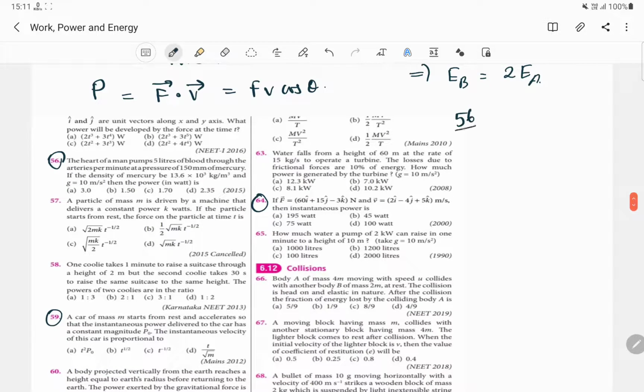Question number 56. The heart of a man pumps 5 liters of blood through the arteries per minute at a pressure of 150 mm of mercury. If the density of the mercury is given as 13.6 into 10 to the power 3 kg per meter cube, and acceleration due to gravity is given as 10 meter per second square, then power will be equal to, we have to find out the power of the heart.